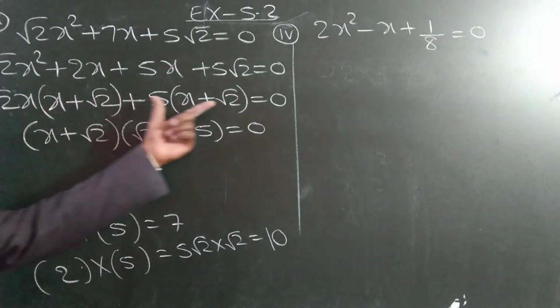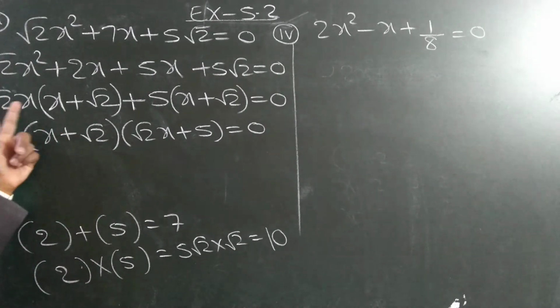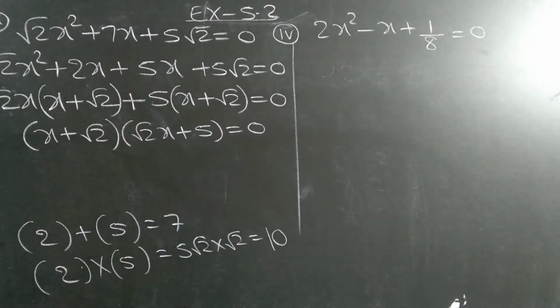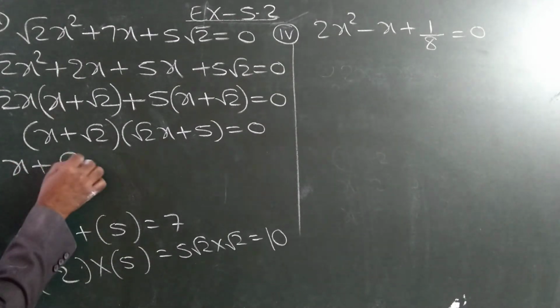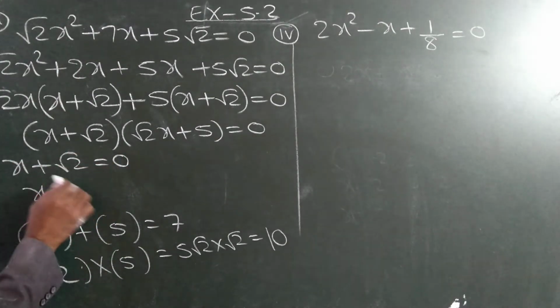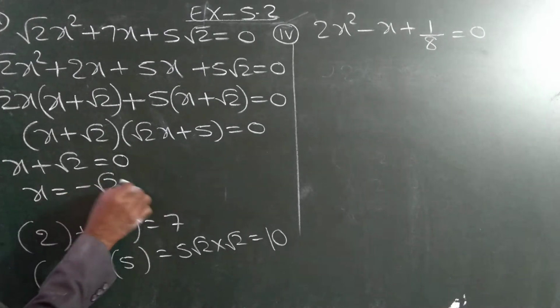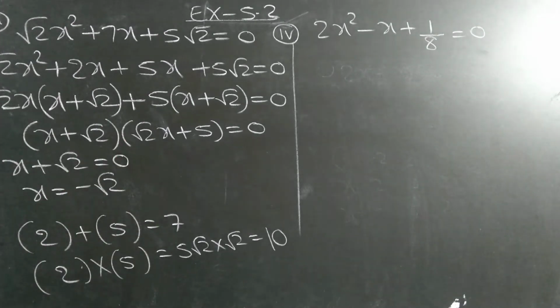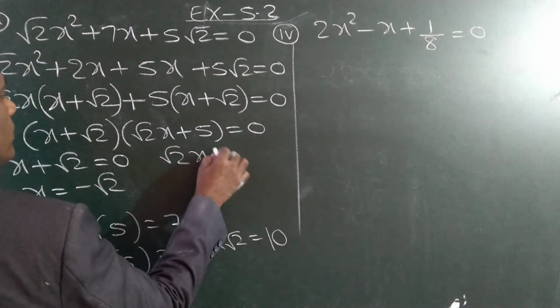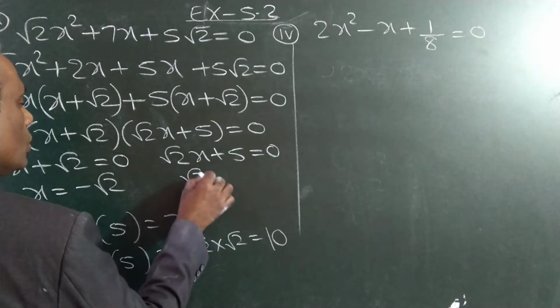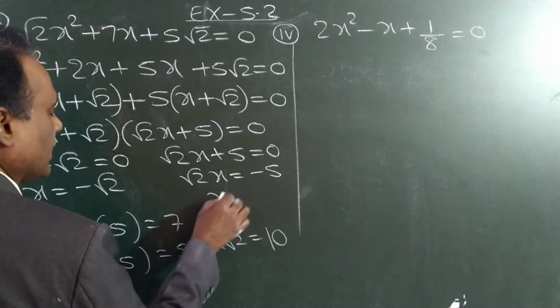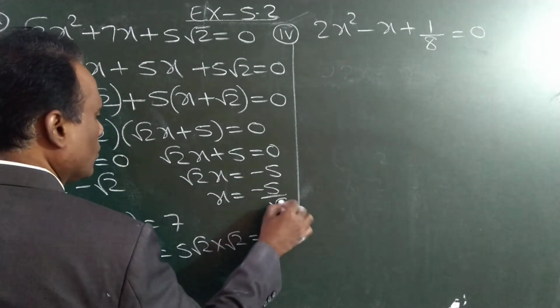Students, the same x plus root 2 is repeated, so it is taken common. Root 2x plus 5 is equal to 0. Now, x plus root 2 is equal to 0, x is equal to minus root 2, answer. Now this root 2x plus 5 is equal to 0, root 2x is equal to minus 5, x is equal to minus 5 by root 2.